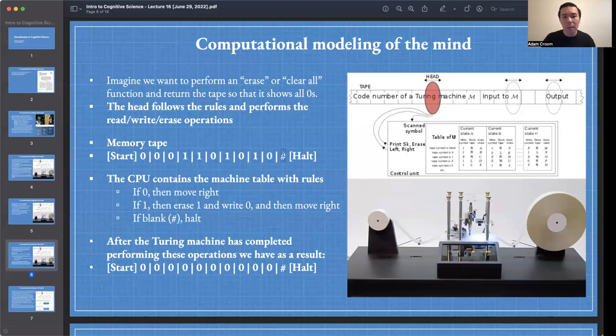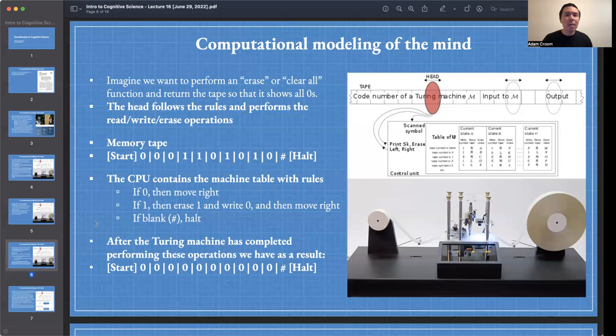And then finally, we get to a blank cell. And so we halt based on this rule. If blank, halt. And now our operation has stopped, okay? After the Turing machine has completed performing these operations or computations or cognitions, we have as a result this, right? And we see down here that now we've removed all the 1s from our string, okay? And we're left with all 0s. So we've performed our operation, which is erase or clear all, okay?